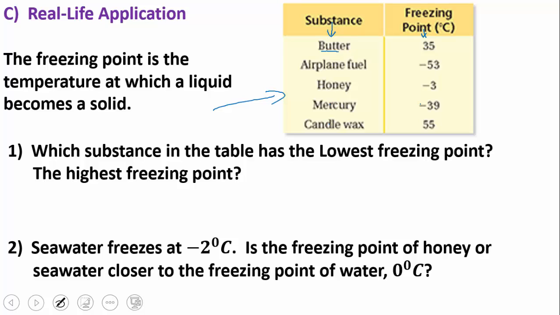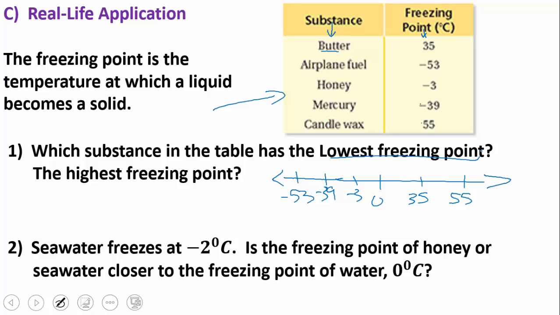Our first question says, which substance in the table has the lowest freezing point and the highest freezing point? Well, the easiest thing to do is to think of a number line. Make this one a little bit bigger. I'm going to put my reference of 0. And 35 is positive, so it's going to be somewhere over here. And negative 53, wow, that's going to be way back here. That's a pretty big negative number. We have negative 3. We have negative 39. And we have 55. So now we put our numbers in order.